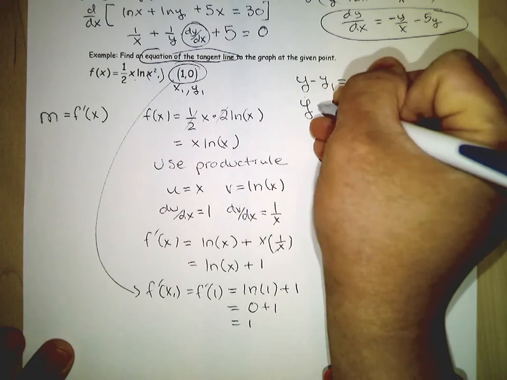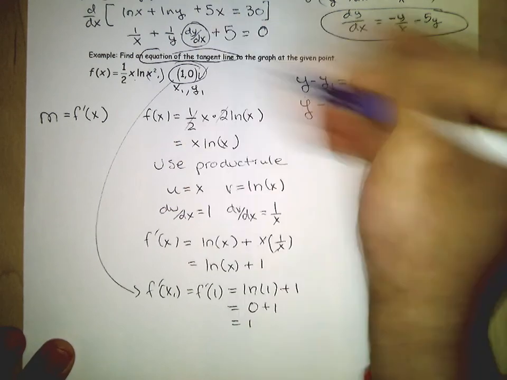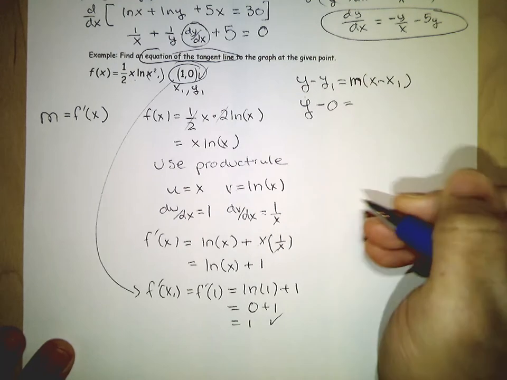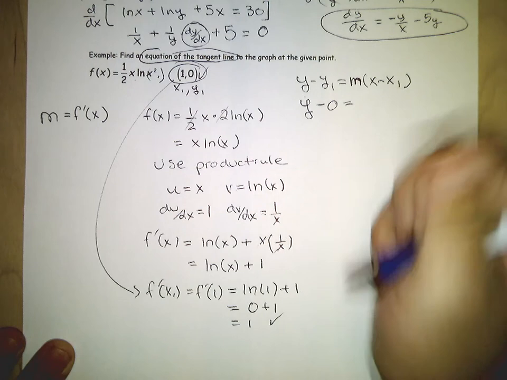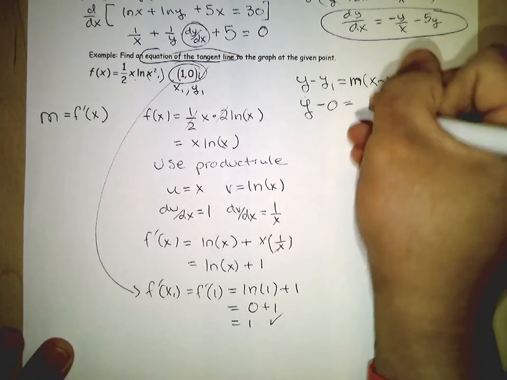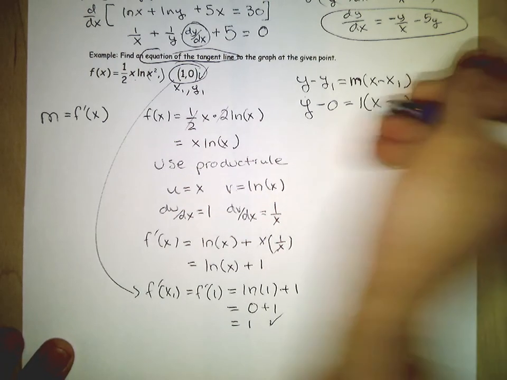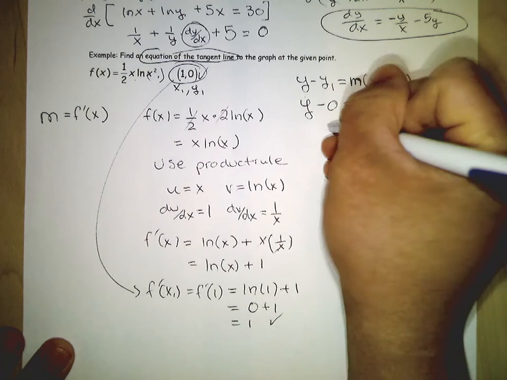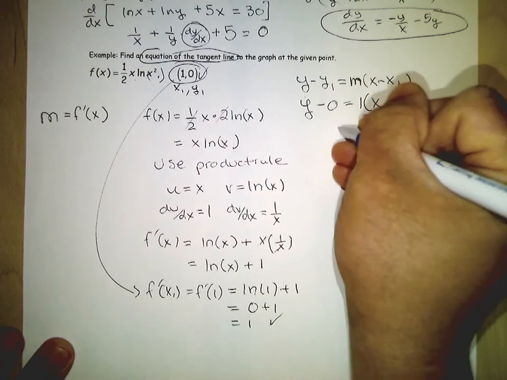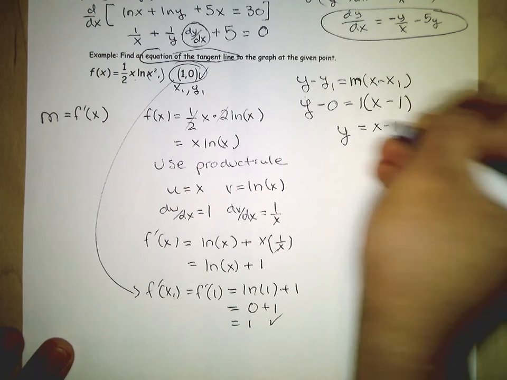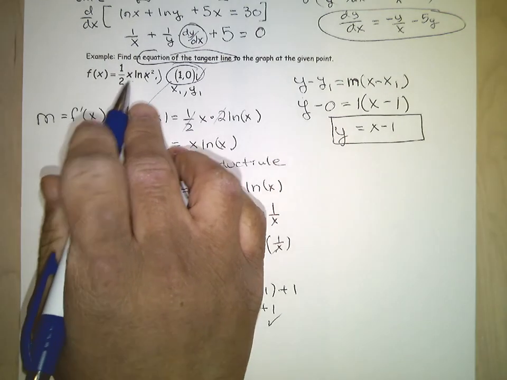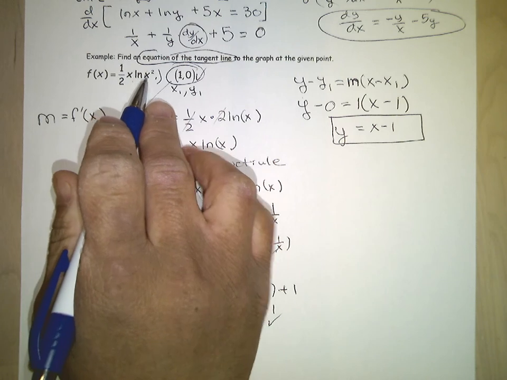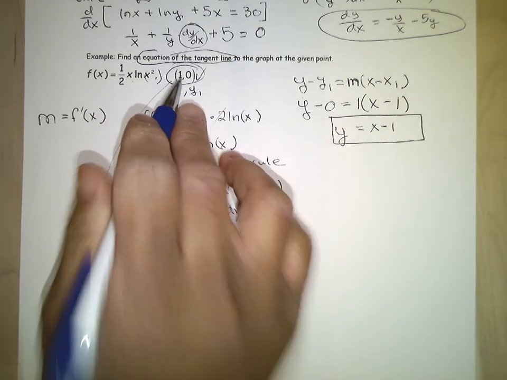So I know y1 was 0, and I know the slope of the tangent line at the point (1, 0) was actually equal to 1, and I know that x1 was equal to 1. So if I simplify this here, I have y is equal to x minus 1, and that is the equation of the tangent line to the graph of f of x equals 1/2 x times the natural log of x squared at the point (1, 0).